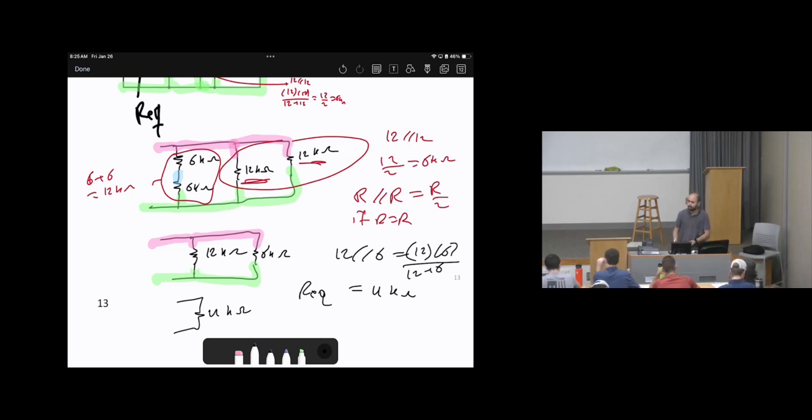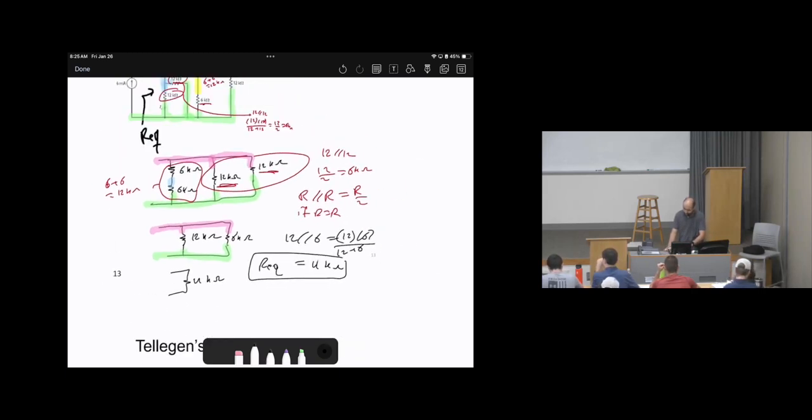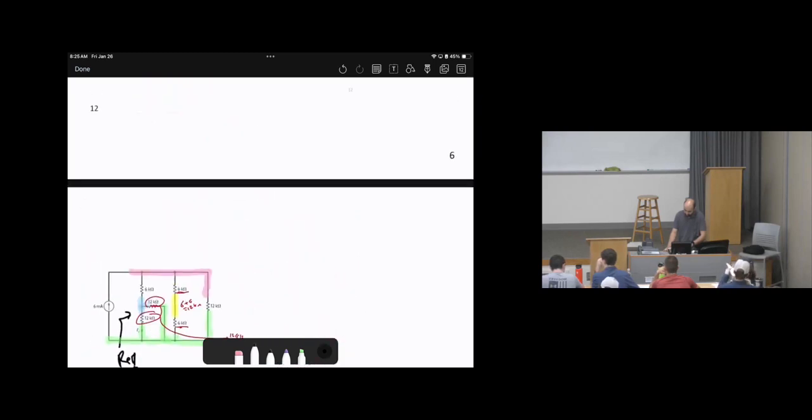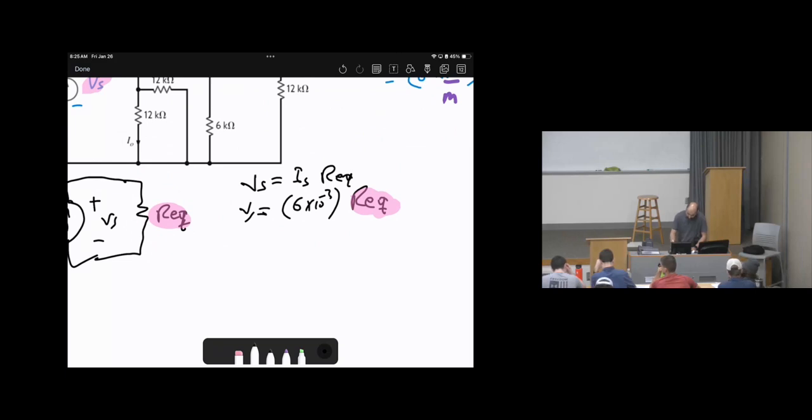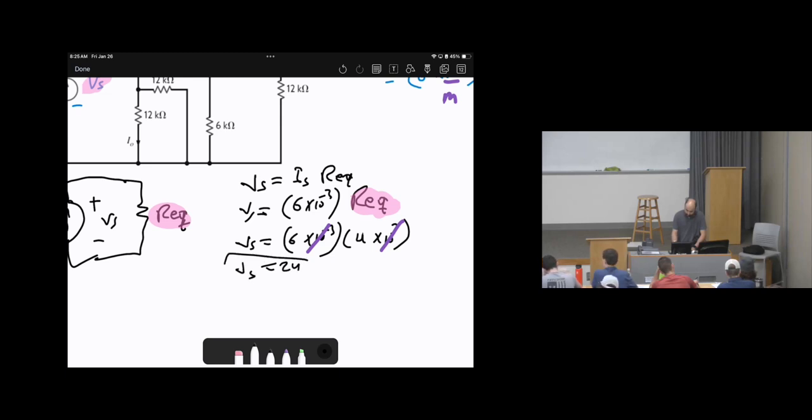Now, since I just calculated our equivalence, I'm ready to substitute it there. Okay, let's go here and substitute our equivalence. V source equals 6 times 10 power negative 3 times our equivalent. We calculated it as 4 kilo, right? 4 times 10 power 3 because it's kilo. 10 power 3 and 10 power negative 3 will cancel each other. So 6 times 4, 24 volts. That's V source. Now I'm not done yet because I need to calculate the power.